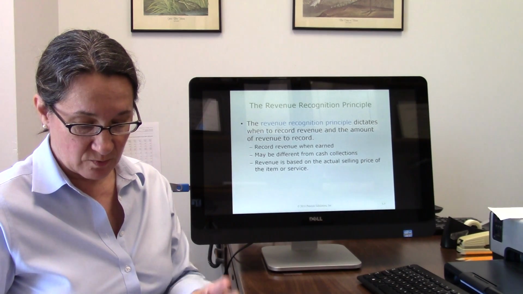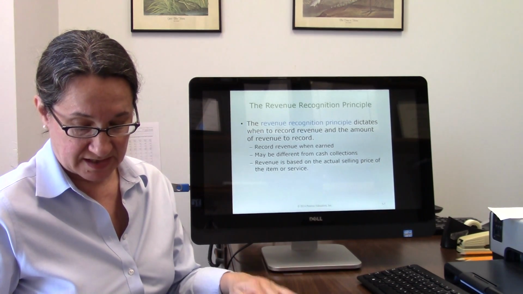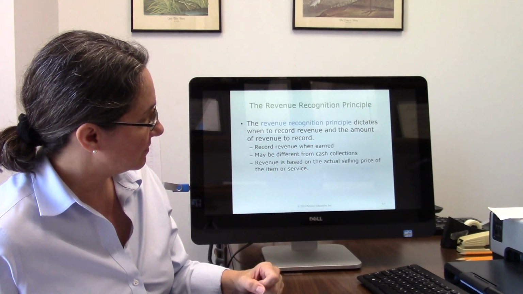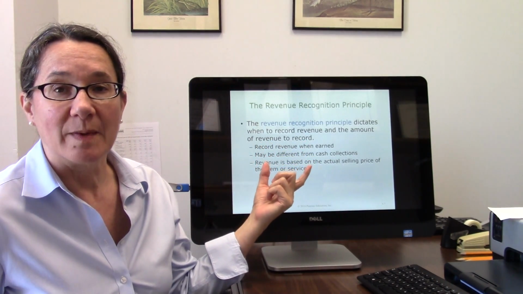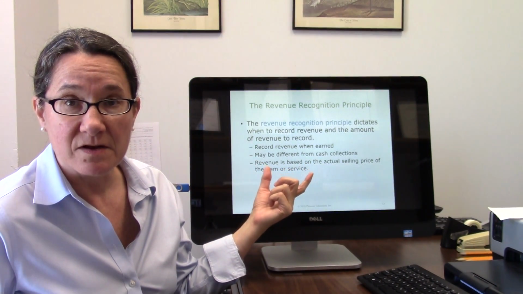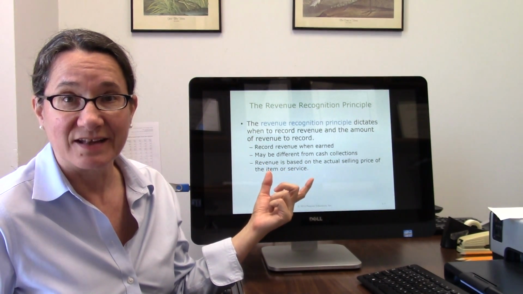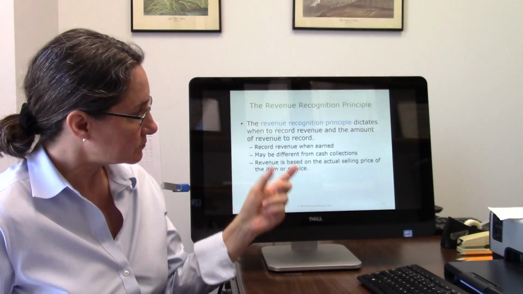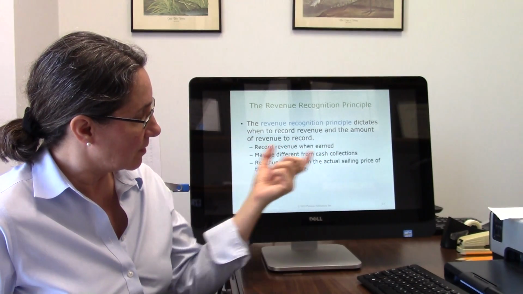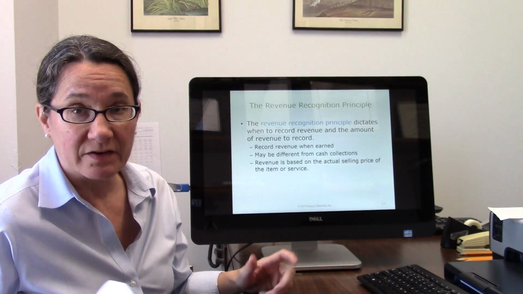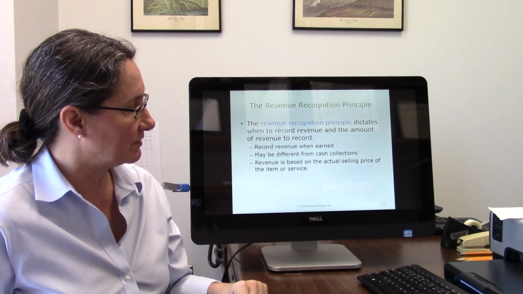So this revenue recognition tells me that I record it when it's earned, right? So you may recall that we had that account called unearned revenue. Do you remember that account? It was a liability, right? Because we still owed people work. Well, that's why we're not recording it as revenue. We're recording it as a liability because we haven't done the work yet. You have to earn it to call it revenue.